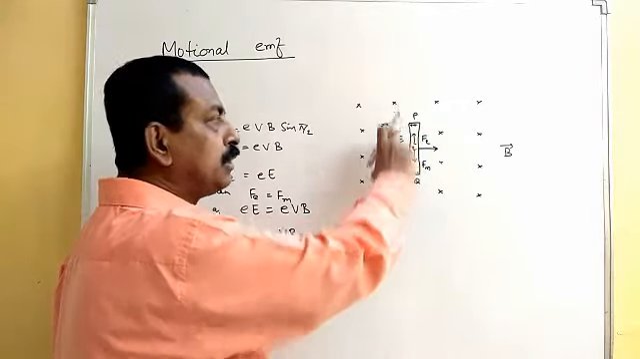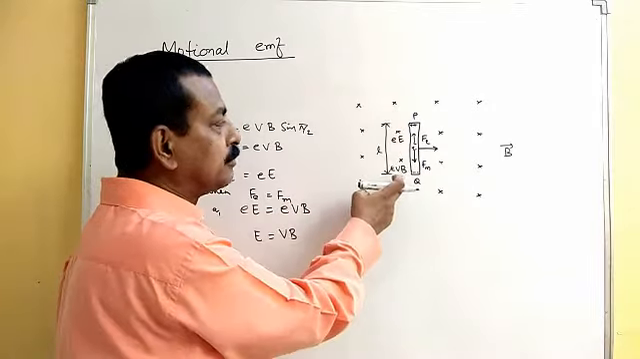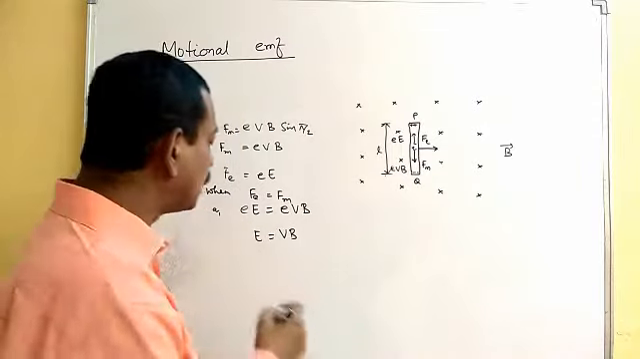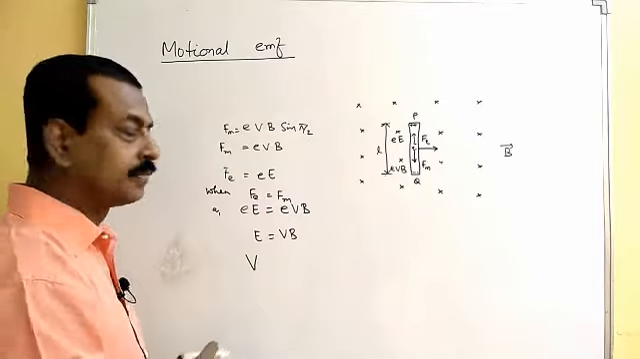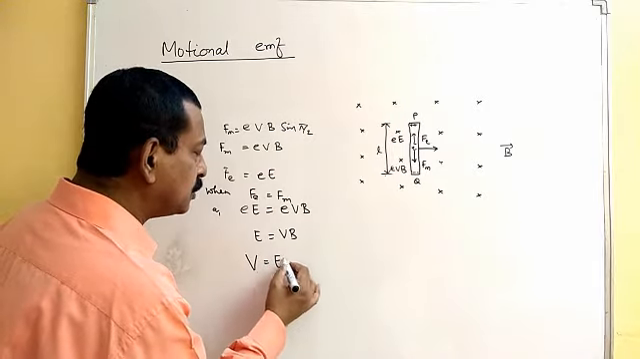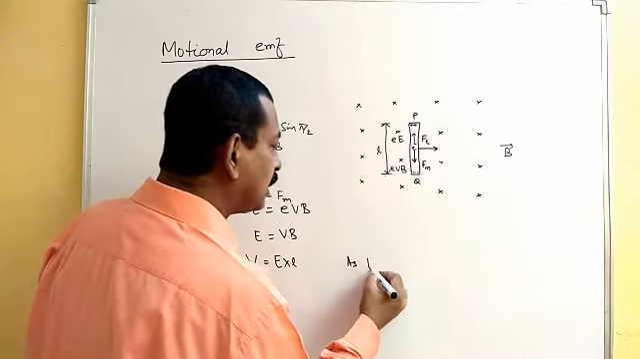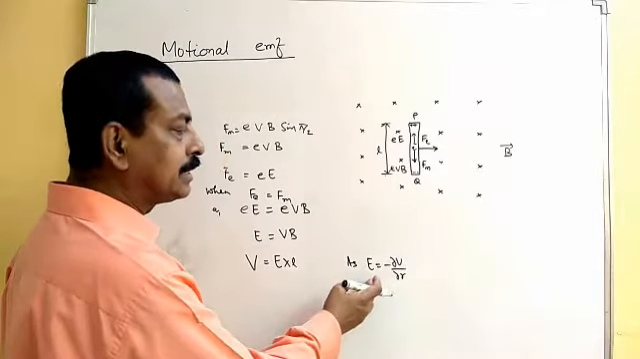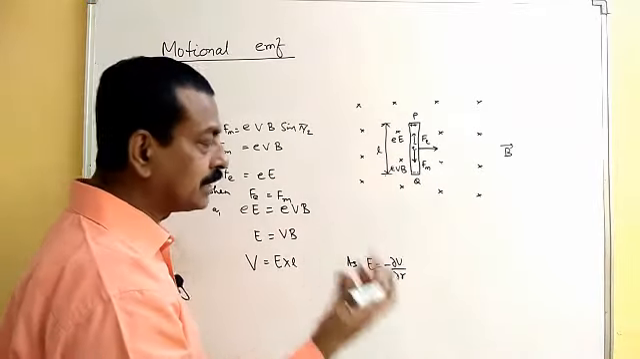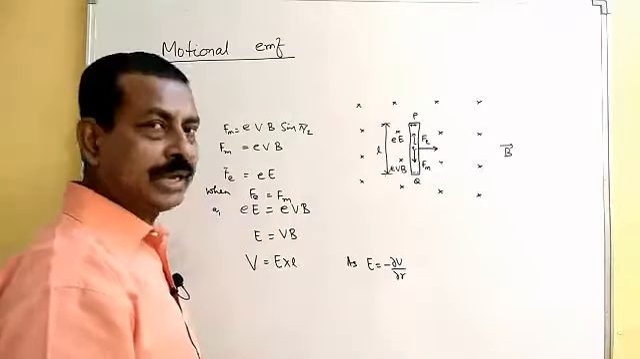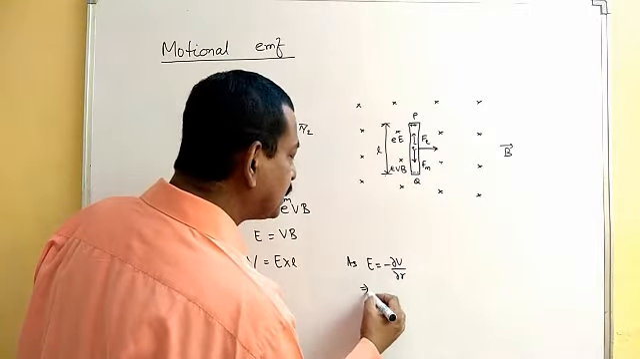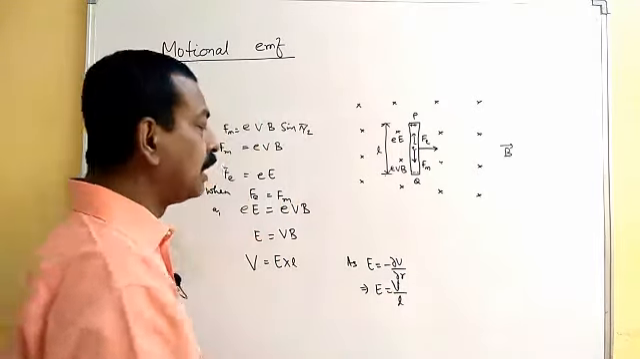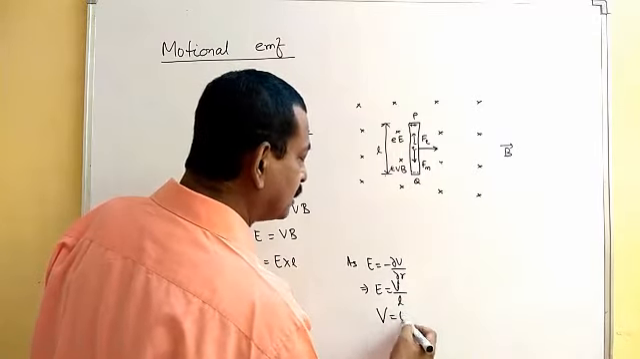Due to this electric field which is set up there, there is a potential difference between these two ends. If you consider that potential difference as capital V, it will be given as E into L, because you know that E is equal to minus dV by dr. So if the potential difference is V and the length is L, then E can be written as V by L. Remember, this is the potential difference. So obviously V we can write as E into L.